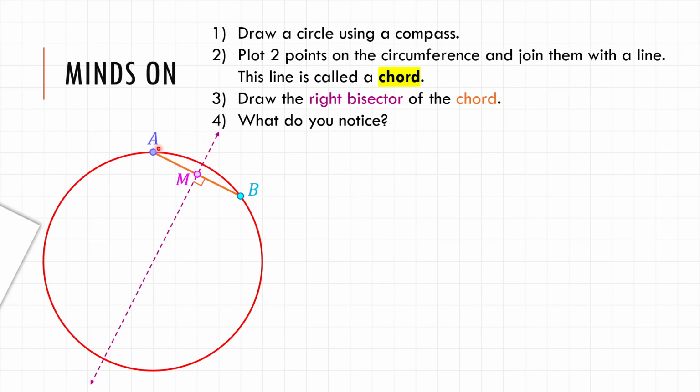All right, so this is my chord. This is the right bisector. It's certainly a 90-degree angle. Now, what do you notice? Pause the video and examine this diagram for as long as you need.